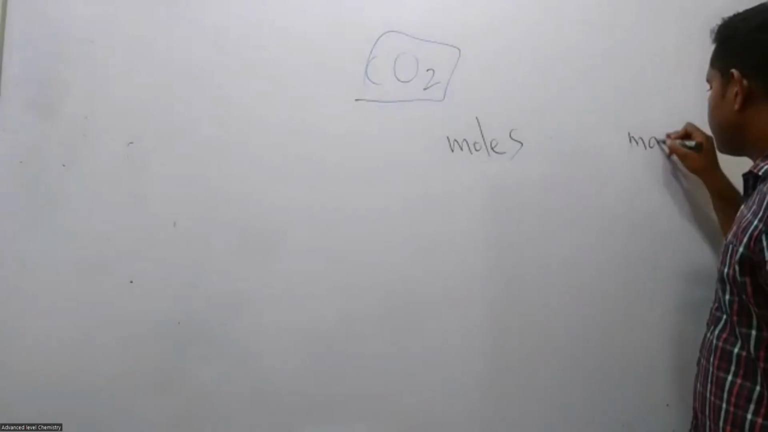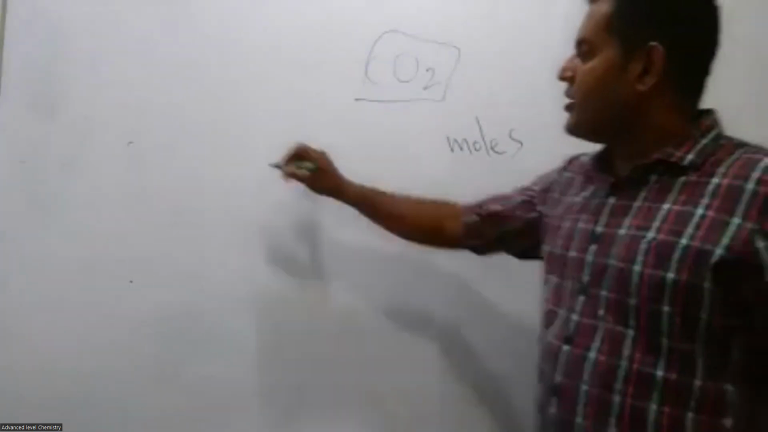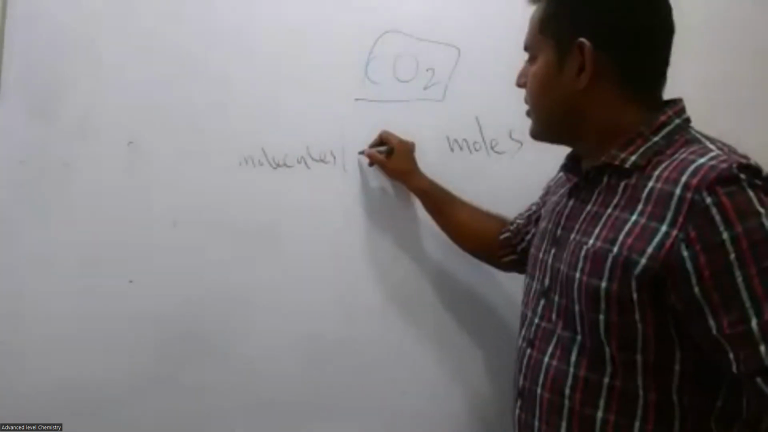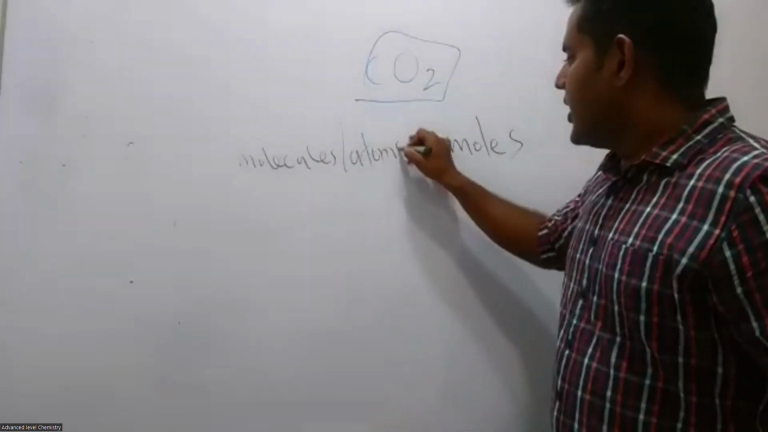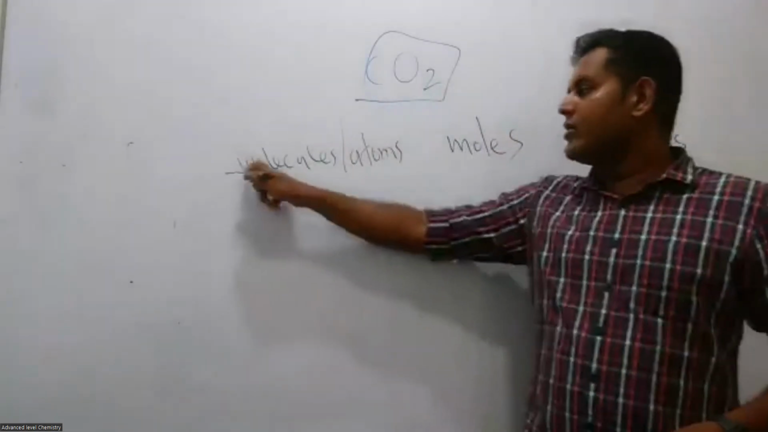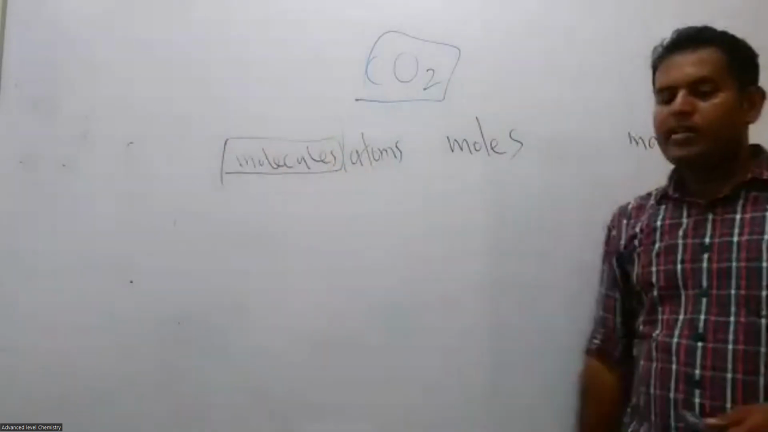If you consider carbon dioxide or any other species, there's a relationship between three pillars: moles, mass, and number of molecules, or sometimes atoms. Related to carbon dioxide, we have to discuss molecules.